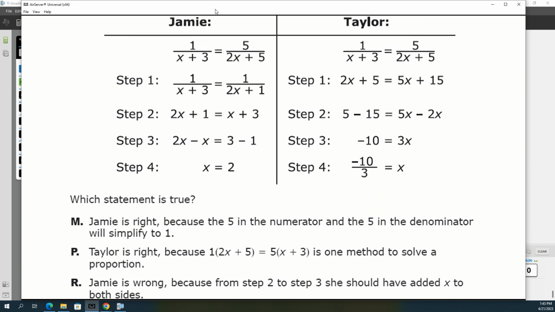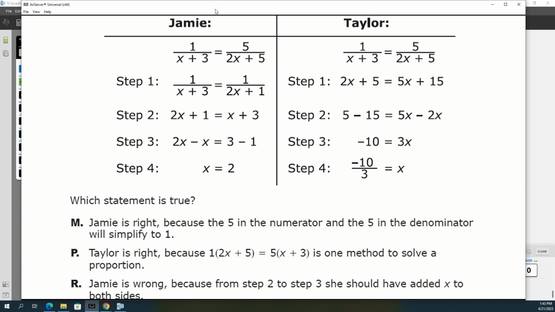And so Taylor definitely does it right. I'm not sure what Jamie was thinking. Jamie must not understand about marriage, because Jamie canceled those fives and made them ones, but you can't do that because they're married, and so we can't cancel unless there's a couple that looks just like them. So what Taylor did was cross multiply, which is right. And so that should be P.